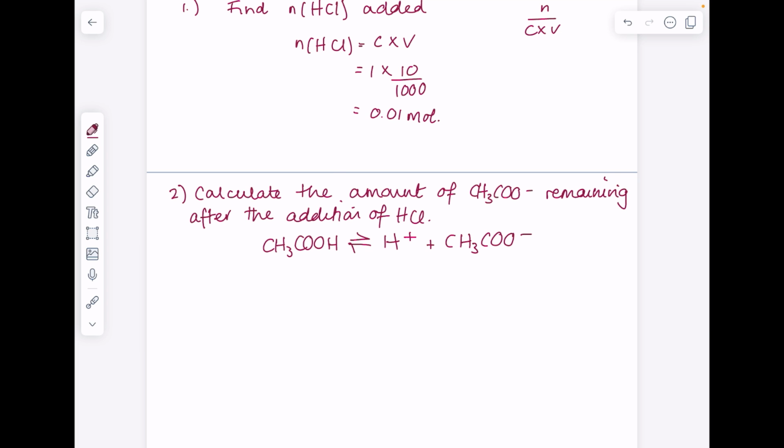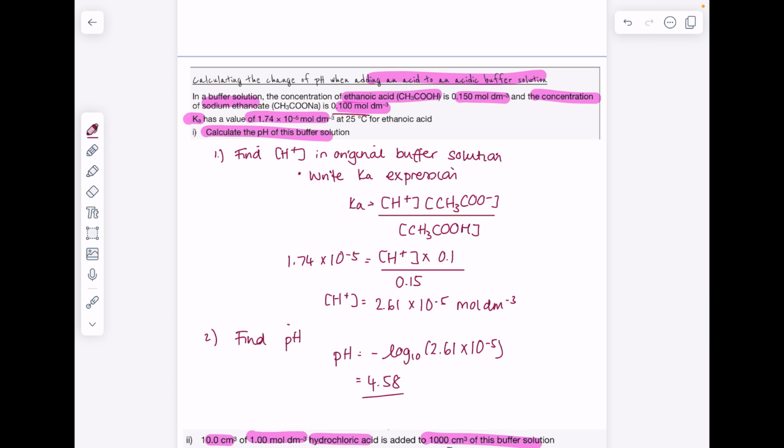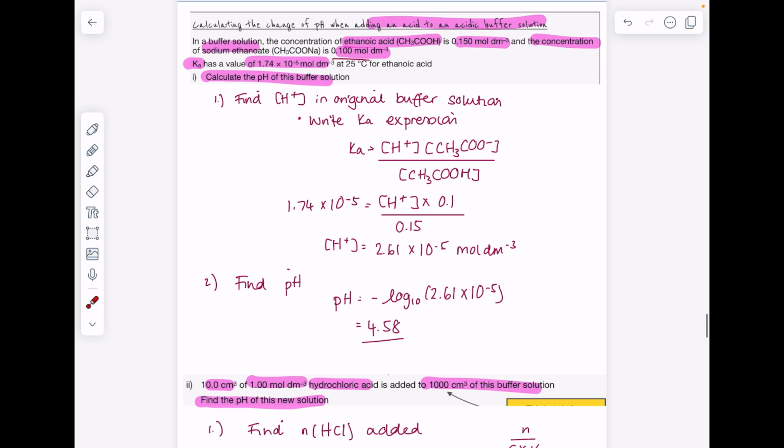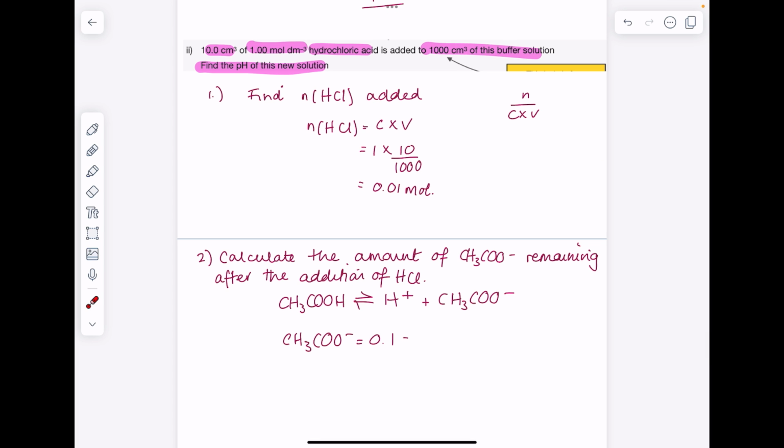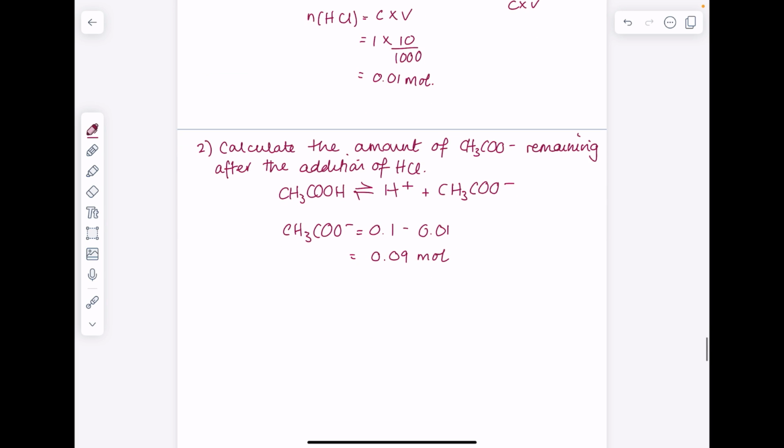So to pin maths to this, we look back at the wording of the question. We started with 0.1 mole per dm cube concentration. Just look at those units. That means we can infer that we started with 0.1 moles of ethanoate ions. And then we know that the number of ethanoate ions will have decreased by 0.01 moles, because after all, that's the quantity of HCl available to react with the ethanoate ions. So our number of moles of ethanoate ions remaining is 0.09 moles. Our next step is to calculate the amount of ethanoic acid in solution.